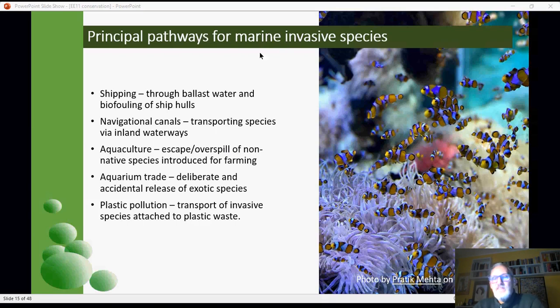If we're talking about marine invasive species, we talked about ballast and navigation canals. Just think about a canal like the Suez Canal or the Panama Canal, which are connecting two very different oceans. Sometimes you have species escaping because there's an overflow from aquaculture, so fish farming. The aquarium trade, sometimes people keep stuff in aquaria and then they get rid of them when these things either get out of hand or they get sick of them. And then I sort of mentioned this idea of plastic pollution, which is transporting some species across the oceans.